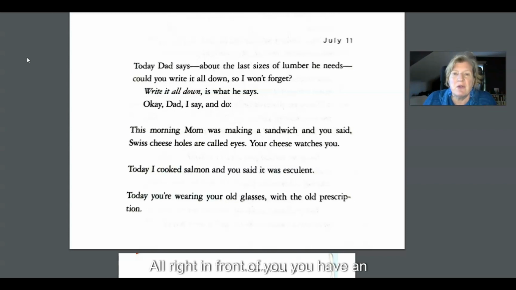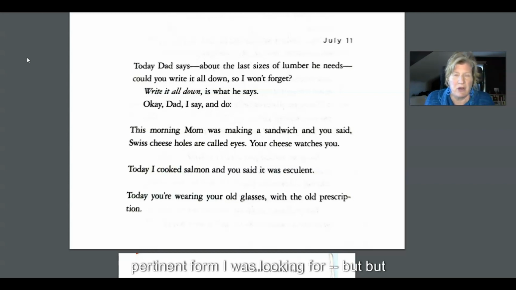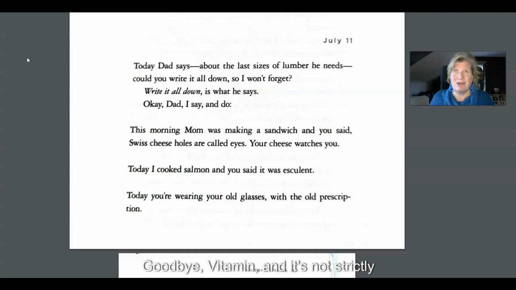All right. In front of you, you have an excerpt. I have to admit, I left out a few pages because they didn't have the pertinent form I was looking for. But there's a novel called Goodbye Vitamin, and it's not strictly fiction. It's a little blend, I think, of nonfiction and fiction. And the author is Rachel Kong.